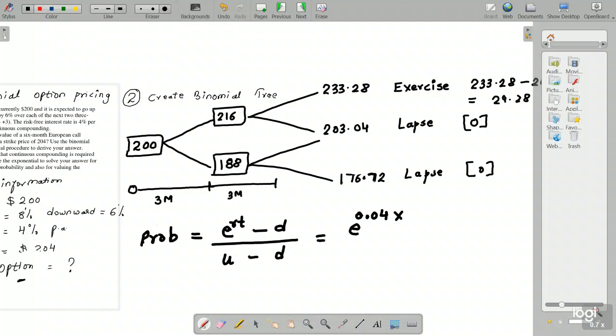value through a multi-period binomial tree, we usually follow the backward method. And what do I mean by backward method? I mean to say that this 29.28, I need to bring it back here because I wanted to know the value here. And in order to do so, you have two periods, a 3-month period and another 3-month period, right?